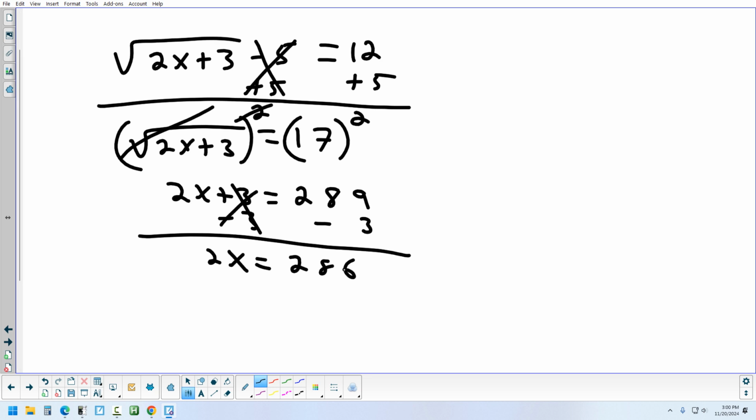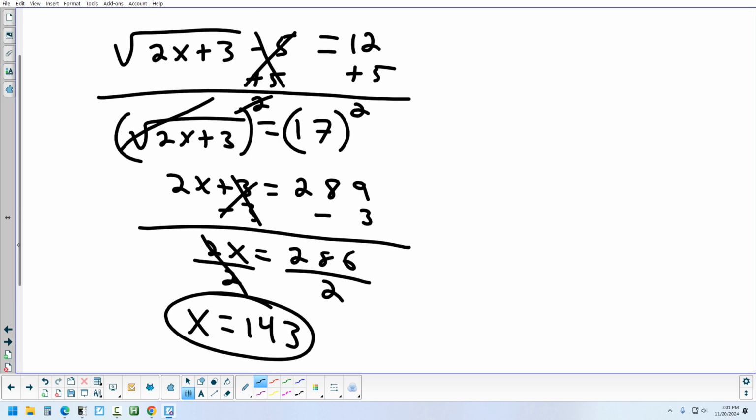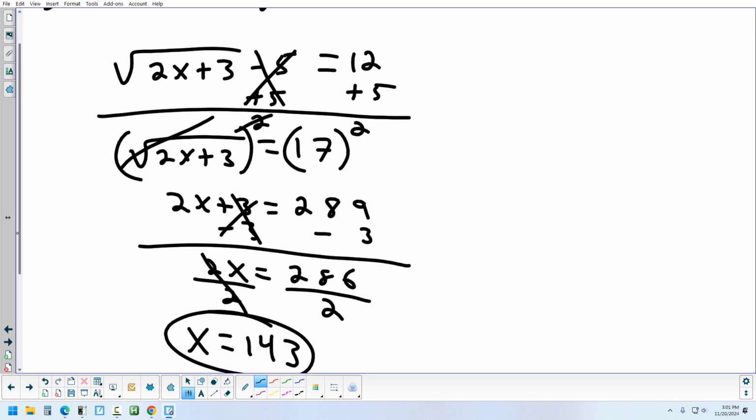And our last step. We divide each side by 2. And what is 286 divided by 2? 143. And because we're solving a radical, what should we always make sure we do with our answer? Substitute it. Yeah, let's check it.